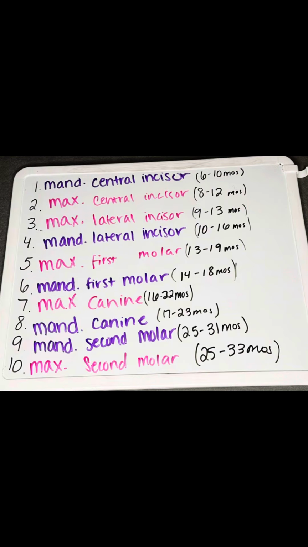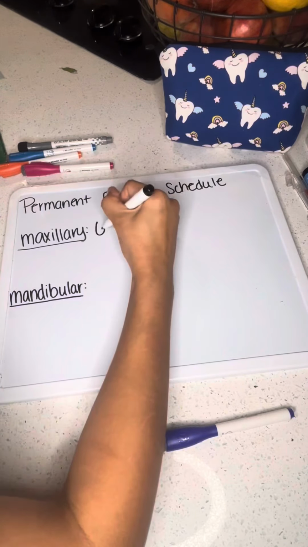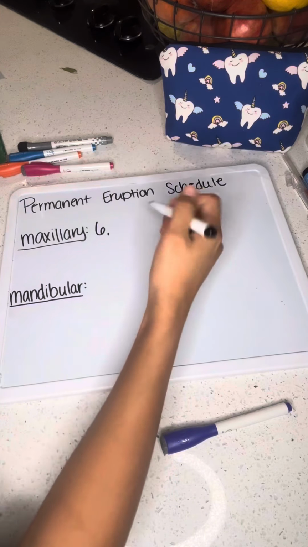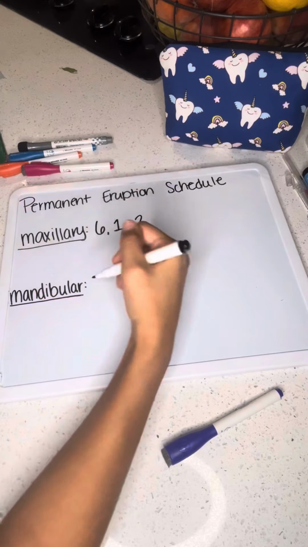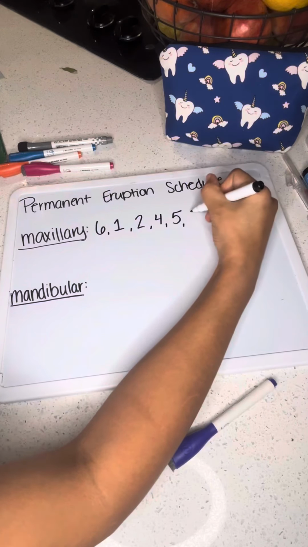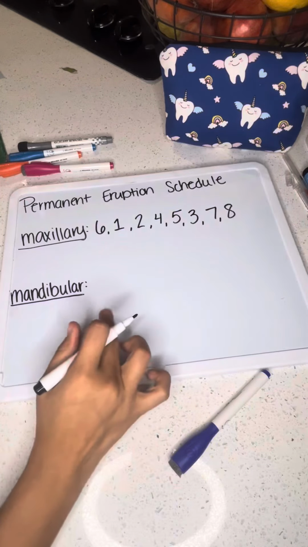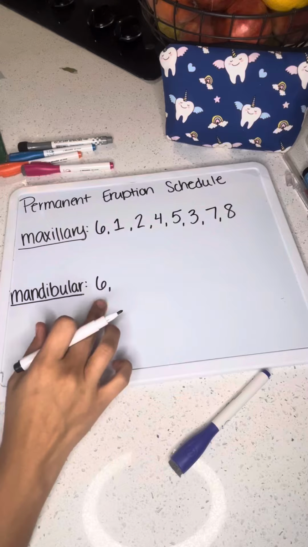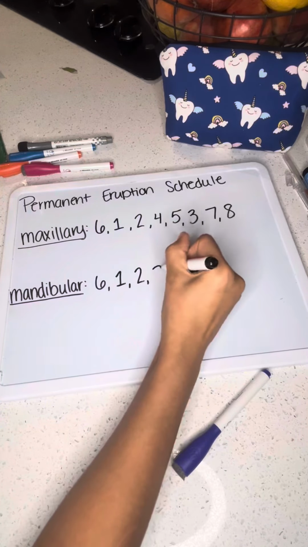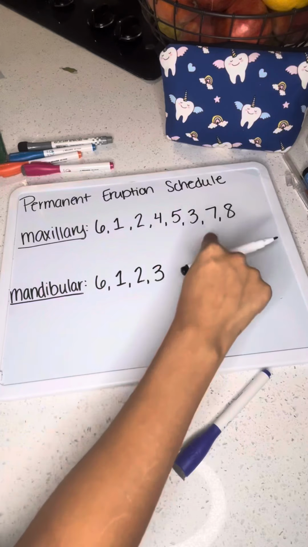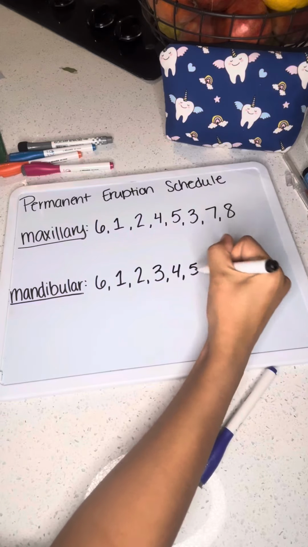With the permanent eruption schedule, we're starting with the maxillary and mandibular first molars, which is starting at age 6, so we'll label it 6. And then second, number 1 would be the central incisors, followed by the lateral incisors, followed by the premolars, 4 and 5, and 3 would be the canine, and 7 is the second molar, and 8 would be the third molar. Same thing on the mandibular, except the canine actually comes after the lateral incisor. And then you would fit the premolars, followed by the second molar and the third.